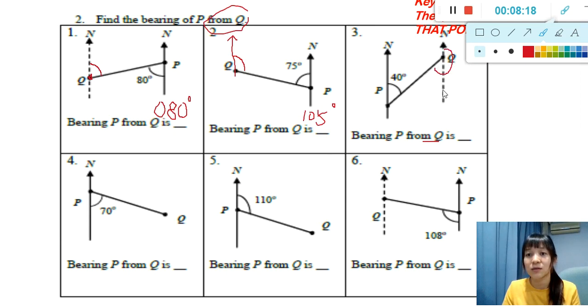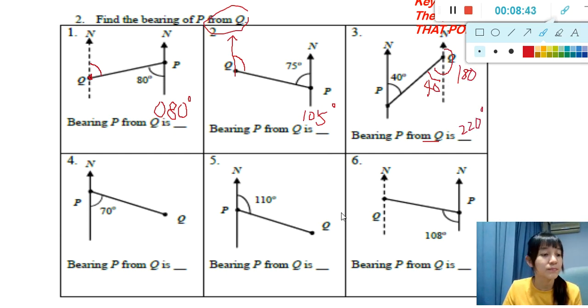But how? Hint: 40 here. Can you find any properties of parallel lines? Yes, this is a Z, isn't it? 40, this part also 40. How about the other side? You only found 40. How about this side? It's a straight line, isn't it? 100 and 80. So you add these two angles together, you get 240 degrees. Right?